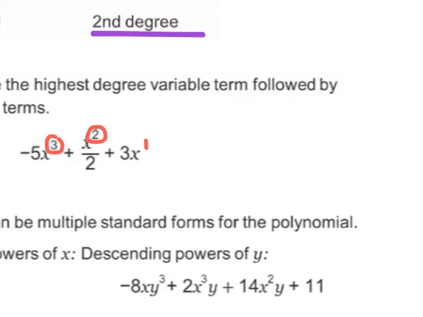If I write out a polynomial, I say like 3x cubed minus 5x squared plus 2x minus 17, okay? Your exponents go 3, 2, 1, and then 0, okay? Your constant, all right? And that's what we're looking for. That means that it's in standard form, all right?